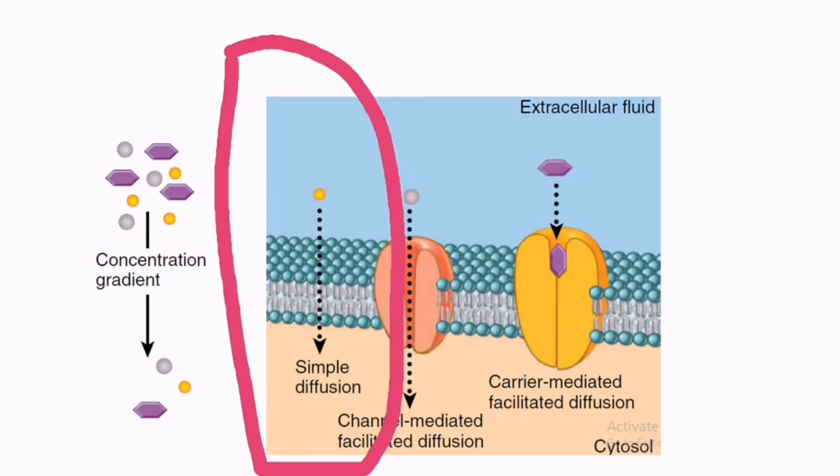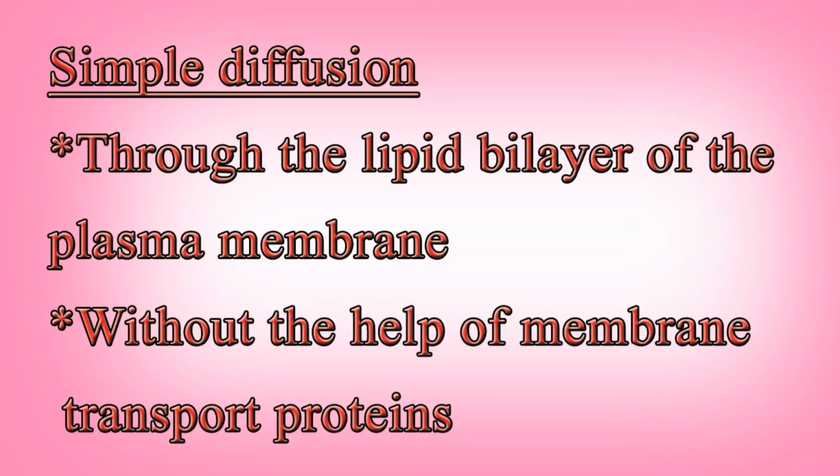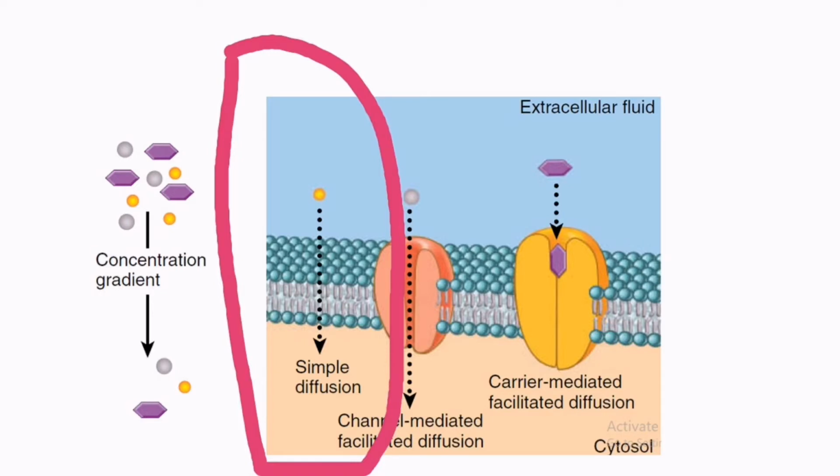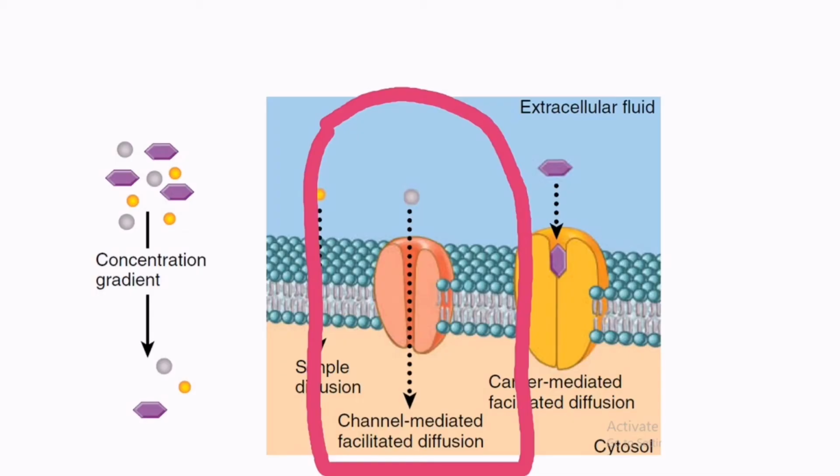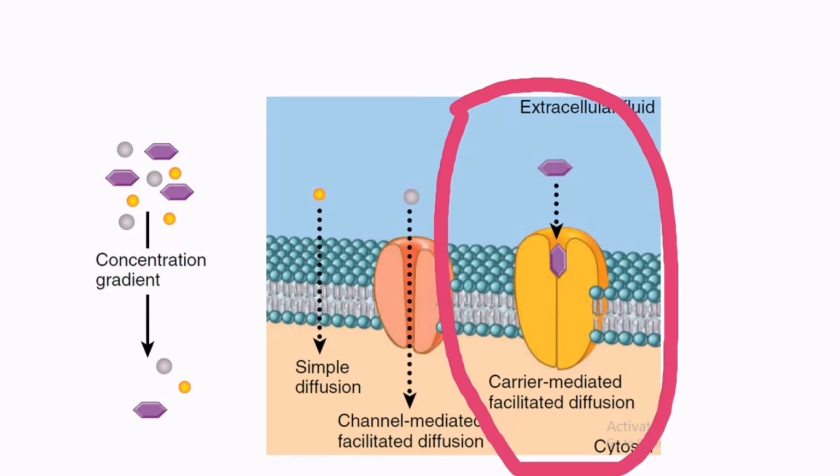Simple diffusion means this diffusion occurs without the help of membrane transport proteins. That is, without any help, the molecules pass from higher concentration area to lower concentration area through the lipid bilayer of the plasma membrane. That is simple diffusion. Next, facilitated diffusion. As the name implies, there is some help for the diffusion. That is, passive movement occurs with the help of channels or carriers, that is transmembrane proteins.